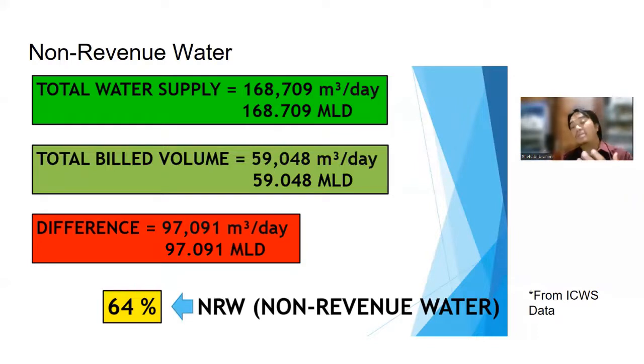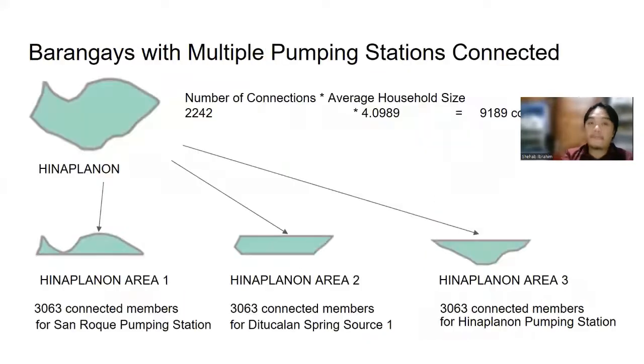They don't know what happened or where the water goes, and they term this non-revenue water. So probably the causes of this are leakages from the water tubes, and also the illegal tappers or illegal connectors to the tubes of the ICWS. So there is this 64% non-revenue water.